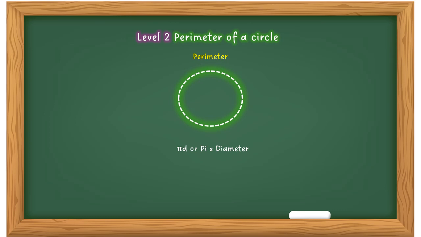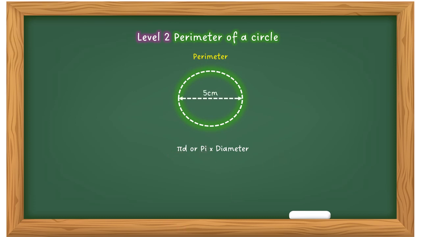Well, we use the formula pi d, or pi multiplied by diameter. So you use BODMAS to solve this kind of problem. If you remember your BODMAS, you can see that pi is 3.14, and d is the distance from edge to edge running through the middle. So it's just simply pi times diameter.